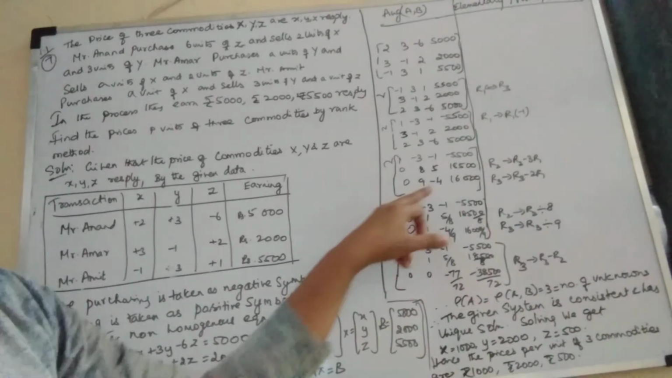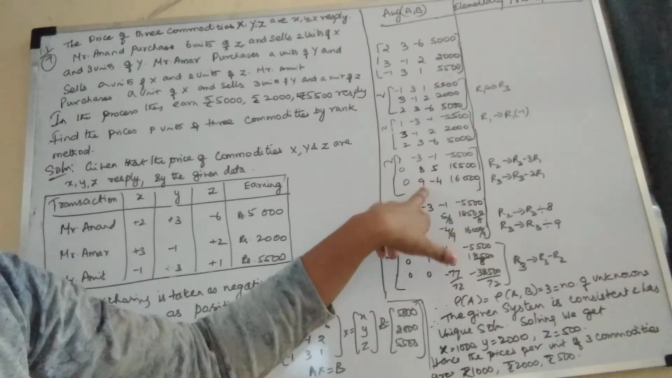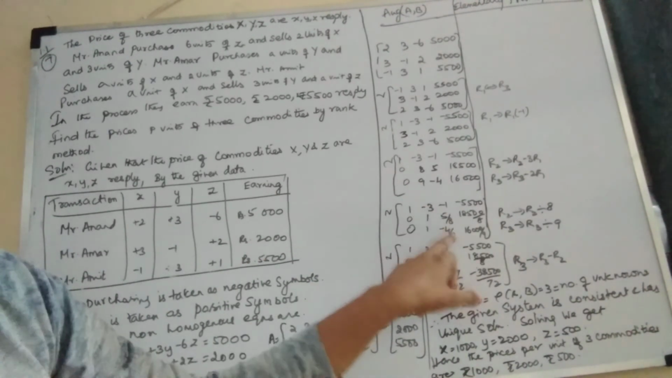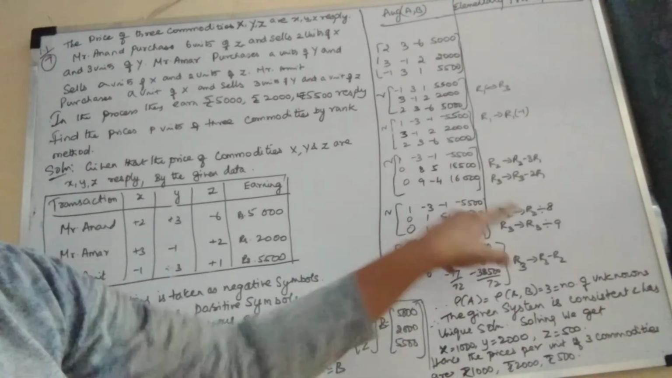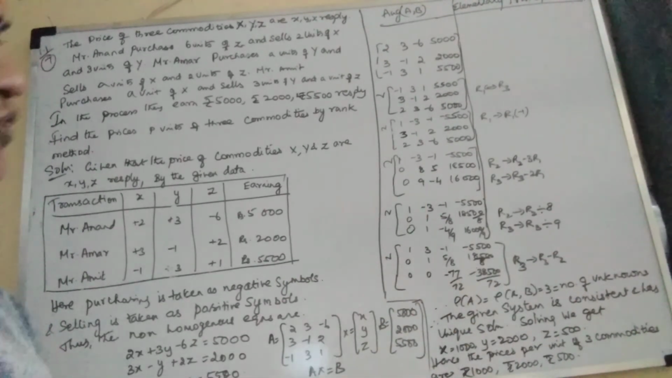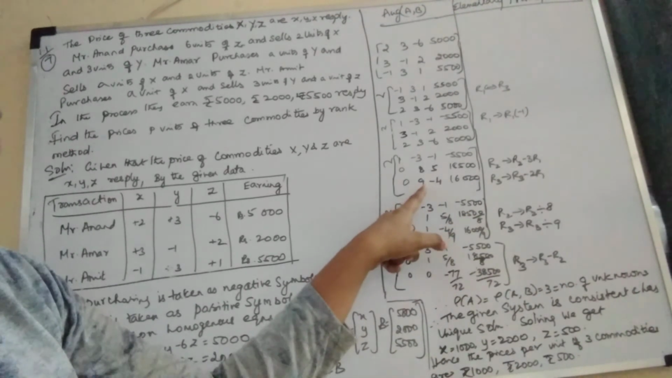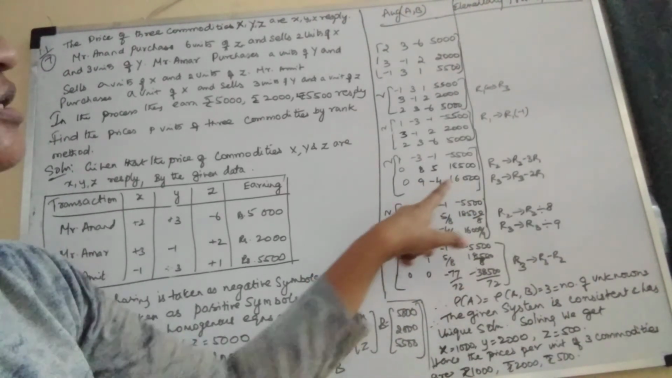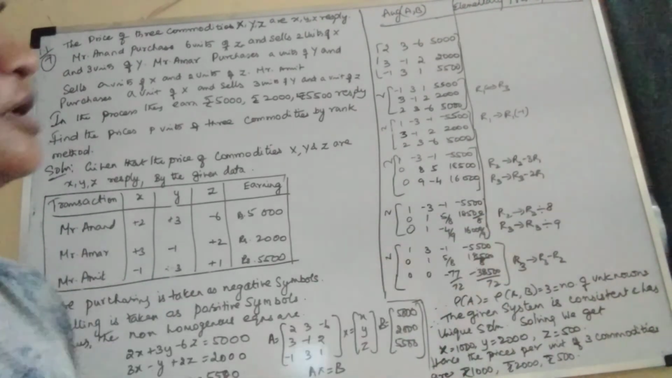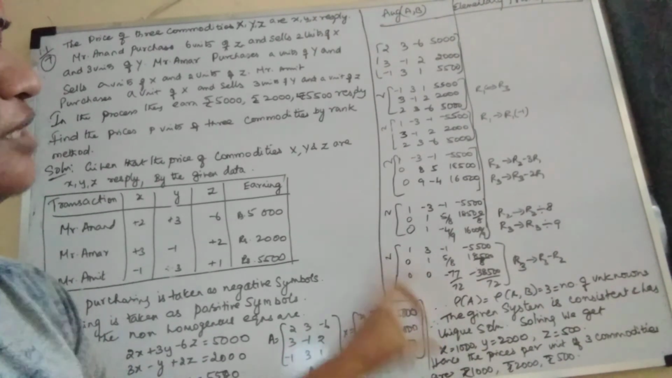Next step is you have to eliminate the element 9 also, the second element of row 3. For that, divide row 3 by 9 and row 2 by 8. If you divide, row 2 becomes 0, 1, 5 by 8, 18,500 by 8, and row 3 becomes 0, 1, minus 4 by 9, 16,000 by 9. Next, subtract row 2 from row 3, so you get the element 0 like this.